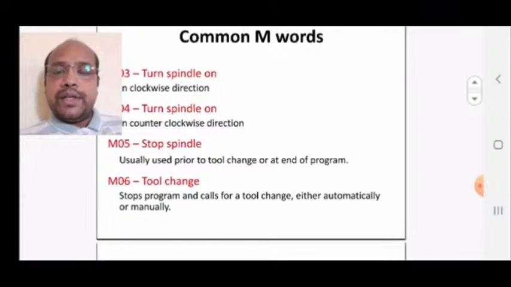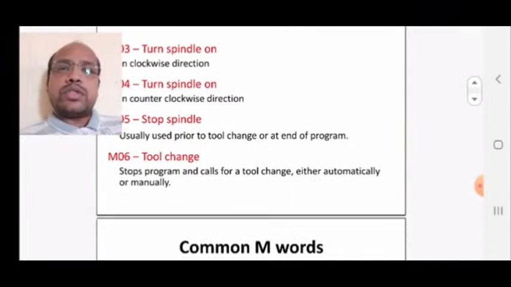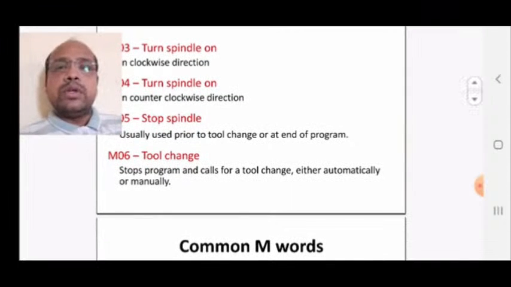M05 stops the spindle. Once you complete a manufacturing operation, you have to stop the spindle, that is M05. For example, M05 is used in drilling operation, because once you remove the tool from the drilled hole, you have to stop the spindle. Unnecessarily you should not waste the power, so you can stop the spindle by inserting M05. You can use this M05 in milling operation also.